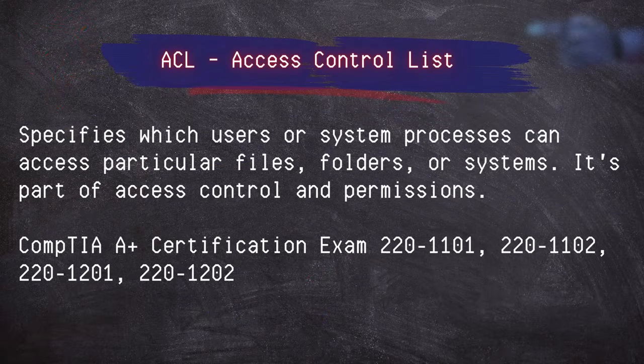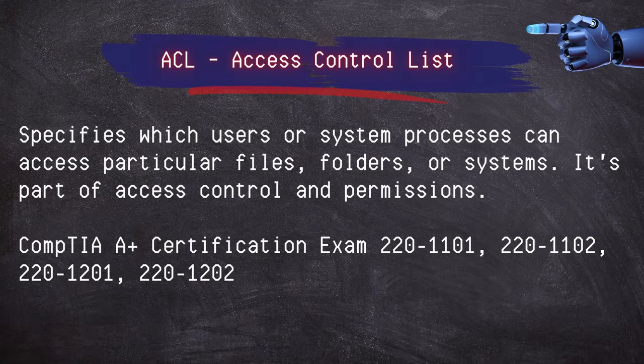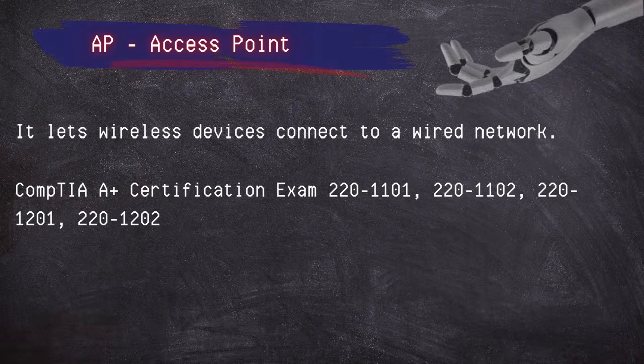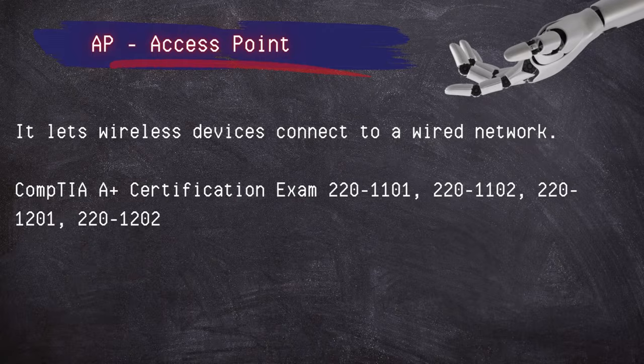ACL, or Access Control List, specifies which users, systems, processes can access particular files, folders or systems. It's part of the access control and permissions. AP stands for access point. It lets wireless devices connect to a wired network.